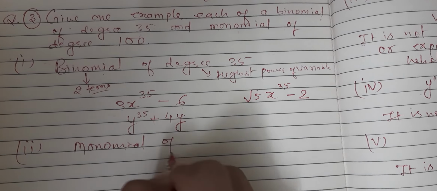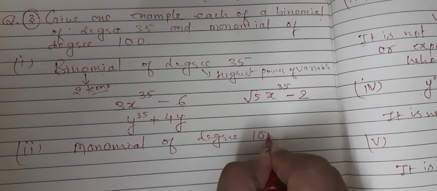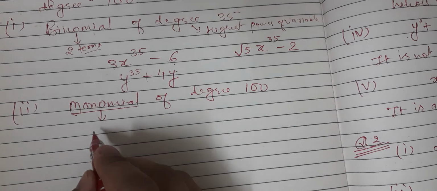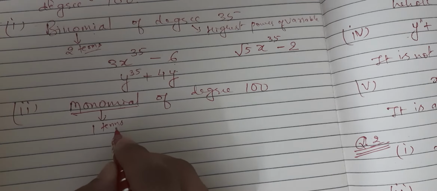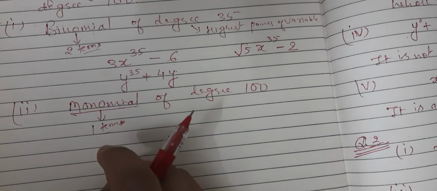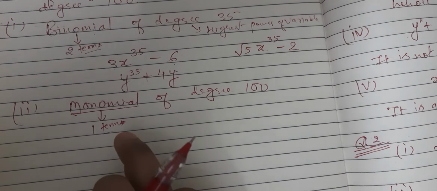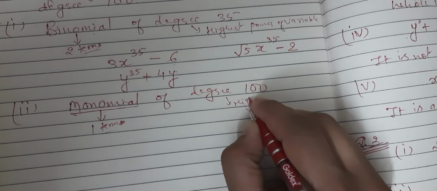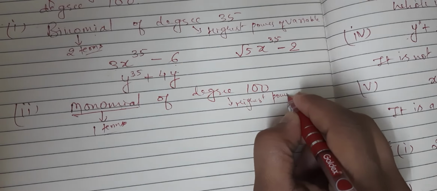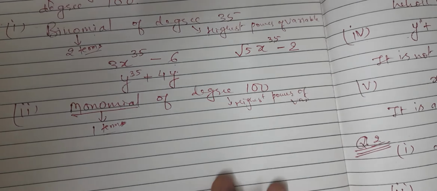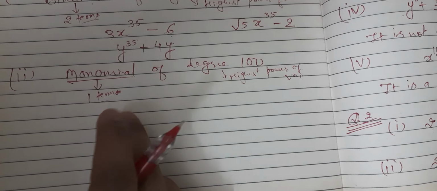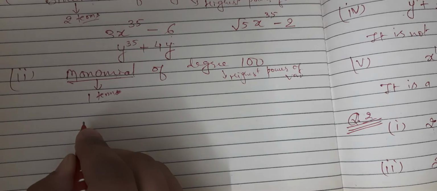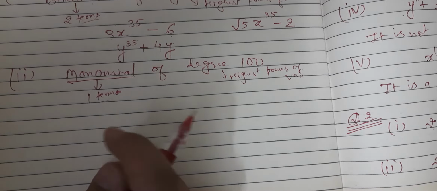Monomial of degree 100. The meaning of mono is one. So if there is only one term, then it is called a monomial. Here this expression should contain only one term and the degree is 100. Degree means the highest power of the variable. So here we have to write only one term and the degree should be 100. So there can be infinitely many answers.